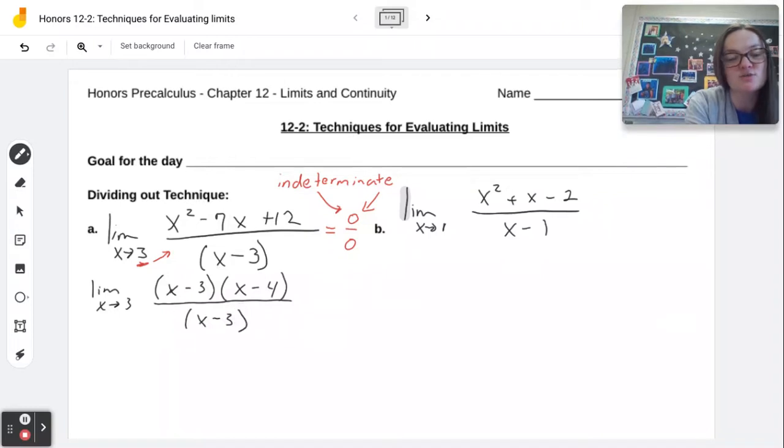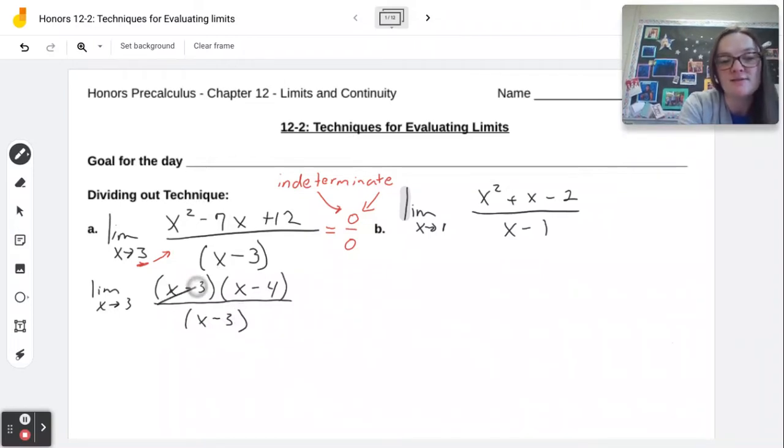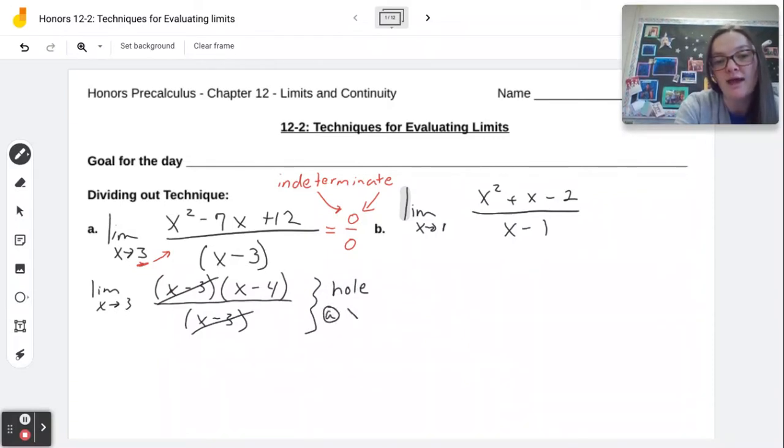You might see something interesting here. Notice how this x minus 3 and this x minus 3 cancel. Graphically speaking, that's what's called a hole. If we end up canceling out a factor in the top and bottom, we would say that there is a hole at x equals 3. Basically it's the exact same graph, we just have a hole there.